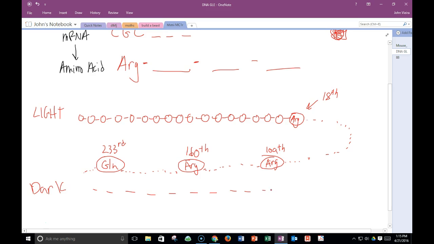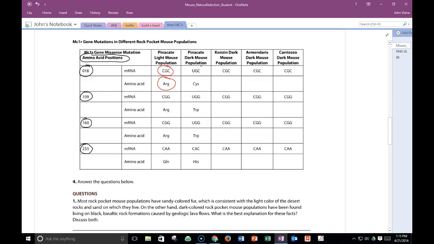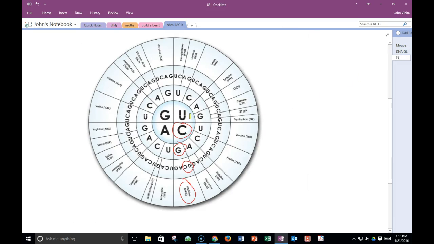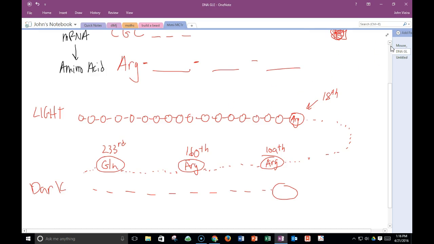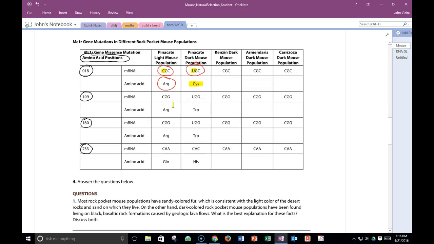So I want to look at the 18th link in the dark mice and realize that in the dark mice, there is a change, a genetic mutation in the first letter of the DNA, which changed the first letter of the codon in the RNA. So instead of having CGC, I have UGC. And if you use the codon chart, UGC codes for cysteine. And so that's going to be cysteine.